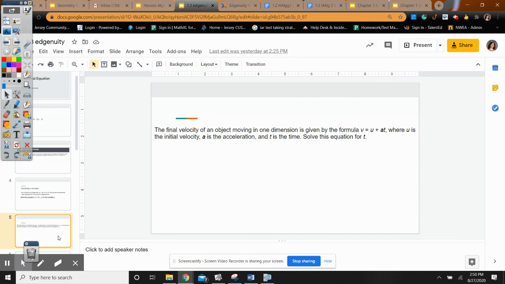Okay, next we're looking at velocity. The final velocity of an object moving in one dimension is given by this formula: v equals u plus at. u is the initial velocity, a is the acceleration, and t is time. We are trying to get t by itself.